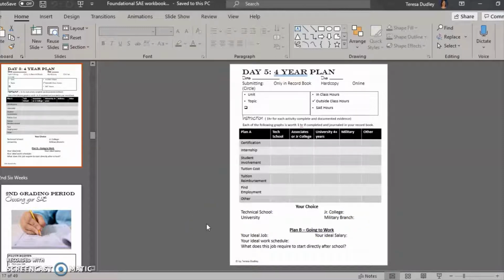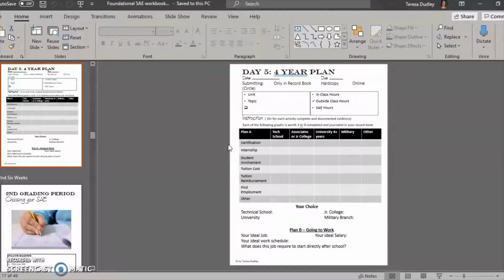Then plan B would be going to work. Most kids will tell you they want to go to school, and that's what plan A is, but sometimes life changes. And so plan B would be for them to start looking at what their ideal job would be, what their ideal work schedule would be, what kind of salary they think they're going to make coming out of high school, and then does this job require any special training, or can you start it directly after high school? This should give them a wake-up call because they're going to be able to see what kind of money they're going to make coming right out of high school going to work versus if they go ahead and go to a university or get some kind of post-secondary education.